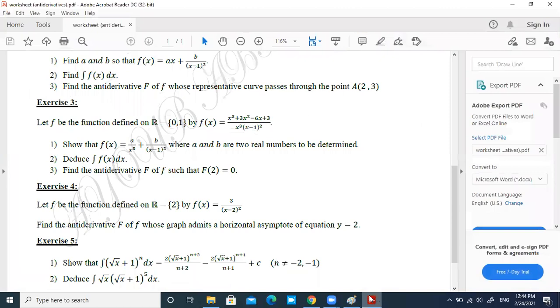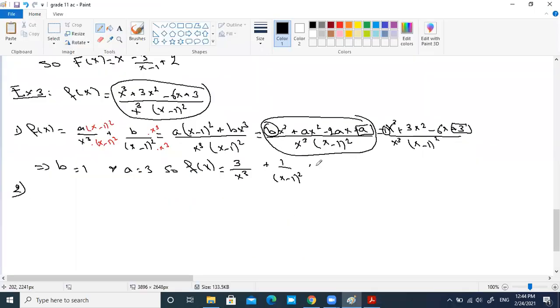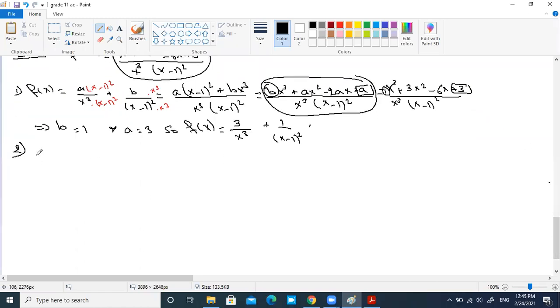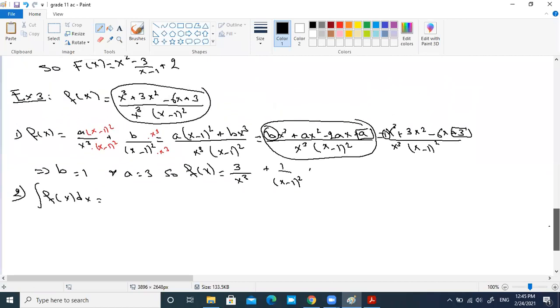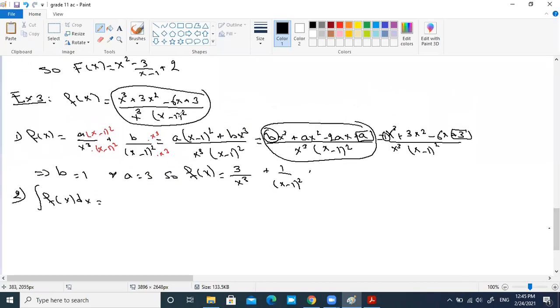Deduce the integral or an antiderivative of f. We have to find the integral of f of x dx. If you are going to start from the integral of this function, of course you don't know how to find the integral. You don't know the techniques.